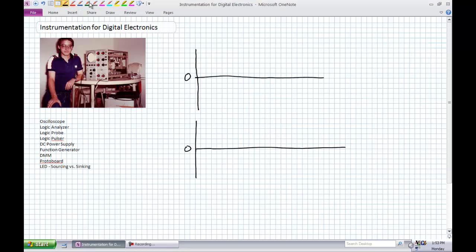Okay, so here's two graphs. Your first impulse is to create a 5-volt peak-to-peak square wave with such and such frequency. Let's say it's 100 hertz.